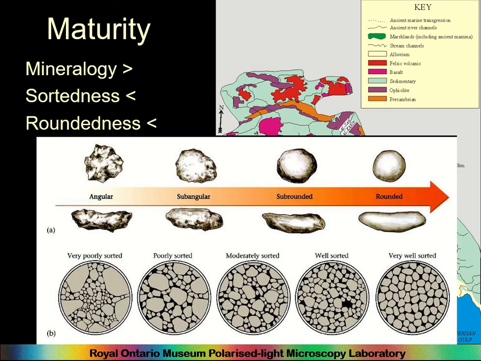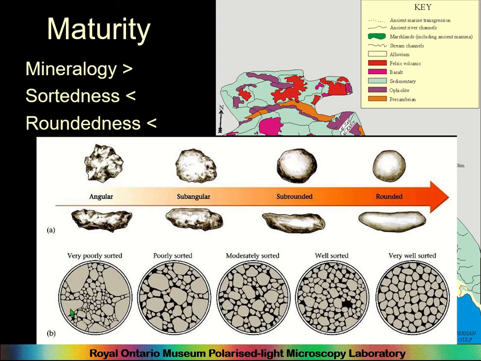So here we have angularity going down to roundedness. And so the further downstream, it becomes less angular and more rounded. And this is quite logical, really. You start off smooshing something and it ends up getting quite round.